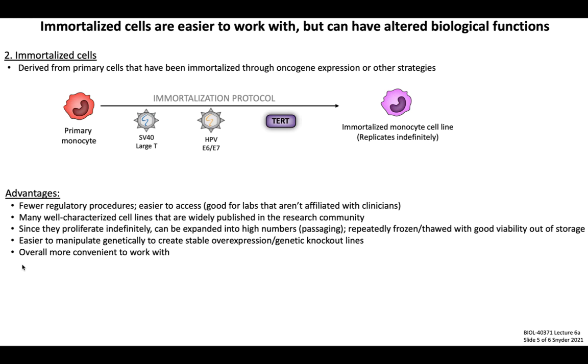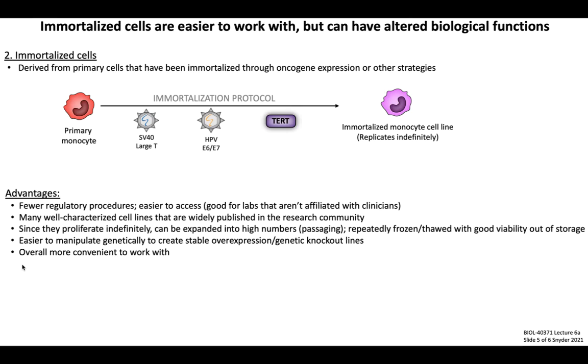Immortalized cells address a lot of the difficulties associated with working with primary cells. Because these are immortalized cell lines that don't require handling of patient tissues, they are not subjected to the same degree of regulation compared to primary cells. This is helpful for smaller labs or those that aren't affiliated with a clinical research department or large hospital, and so they don't have access to patient samples.